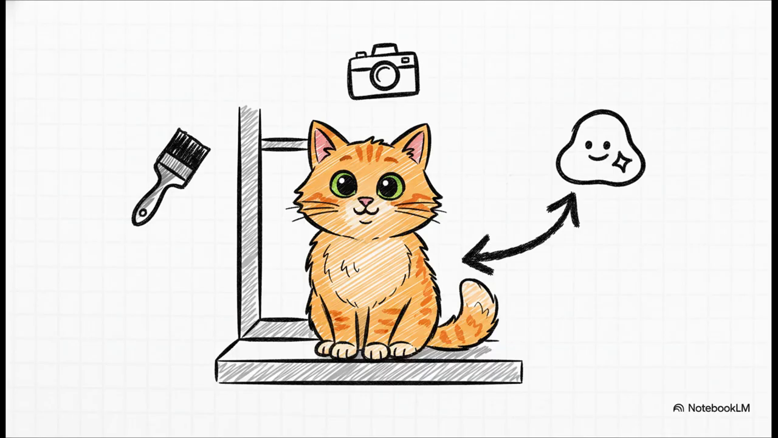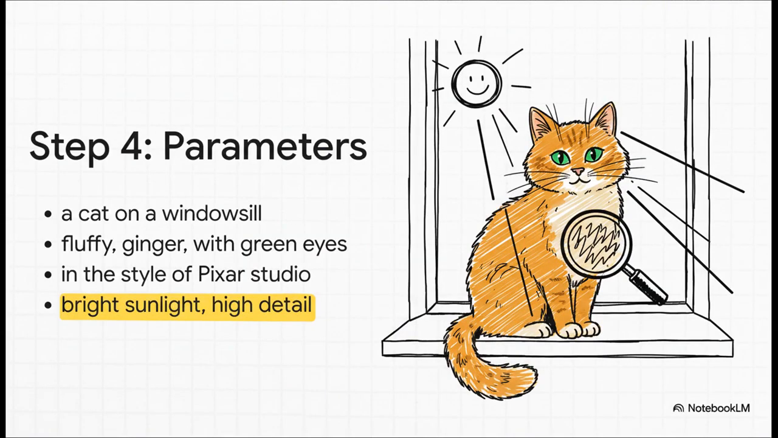Step three is style, and this is where the magic happens. This is where we define the entire mood and feel of the image with just a few words. You want a photo? An oil painting? Let's try in the style of Pixar Studio. Boom! Instantly, the AI knows the shapes, the colors, the whole emotional vibe we're going for. And finally, we add the parameters. This is where you get to be the cinematographer.